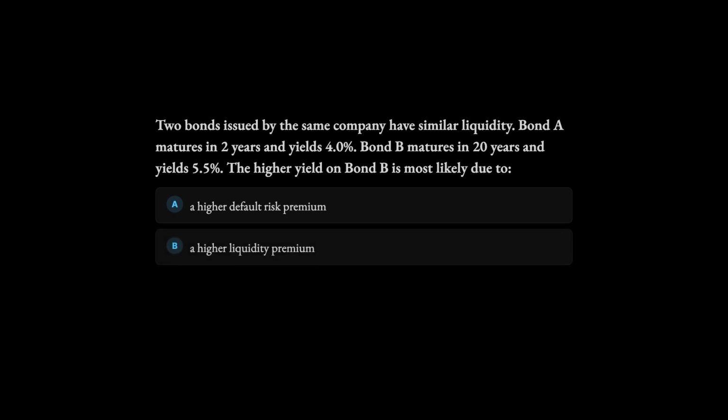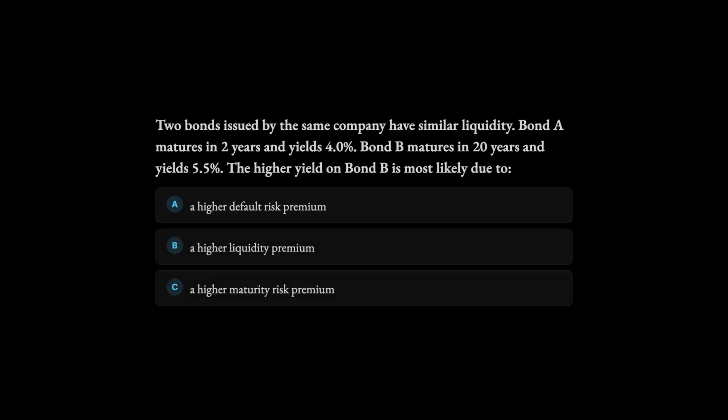Two bonds issued by the same company have similar liquidity. Bond A matures in 2 years and yields 4%. Bond B matures in 20 years and yields 5.5%. The higher yield on Bond B is most likely due to Option A, a higher default risk premium; Option B, a higher liquidity premium; Option C, a higher maturity risk premium.